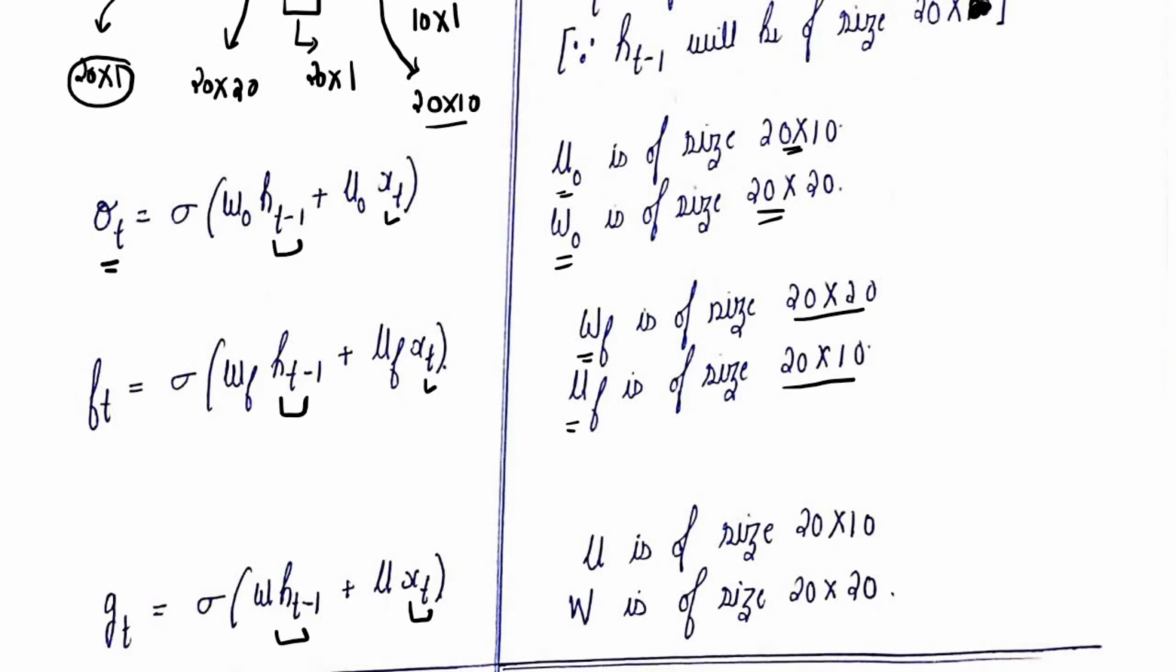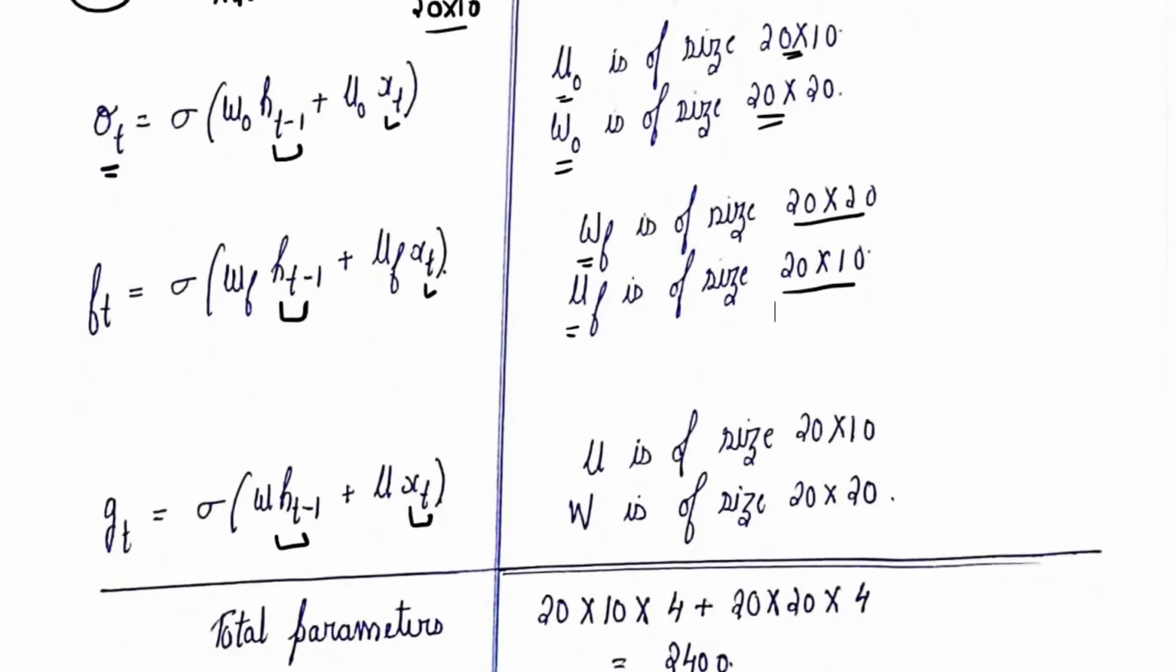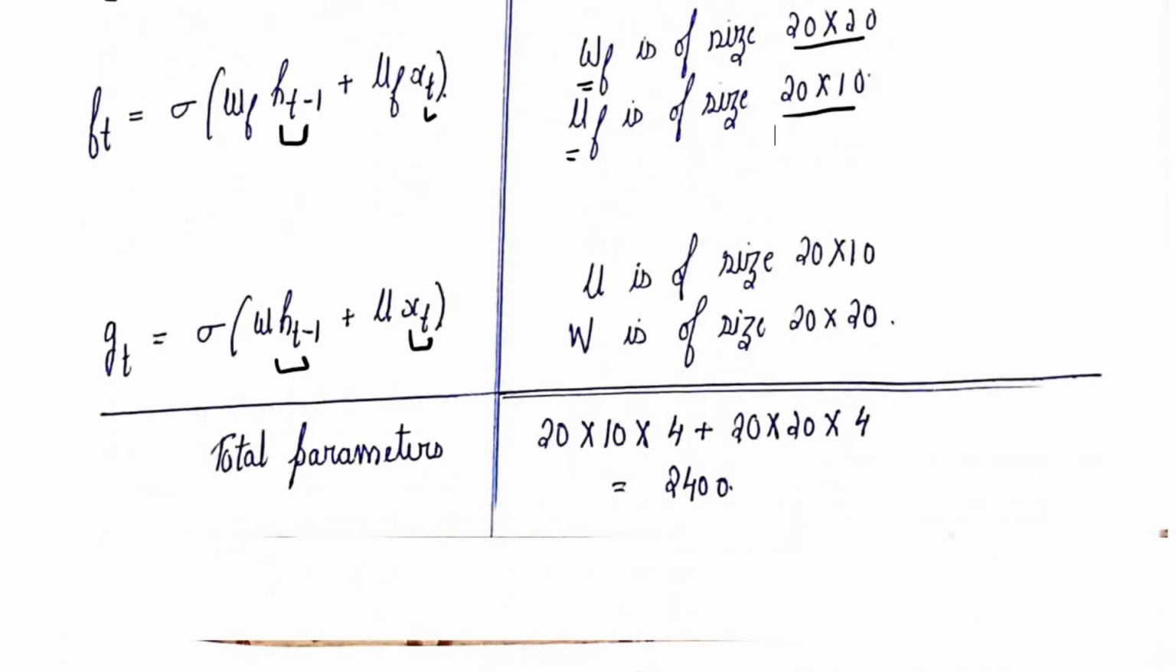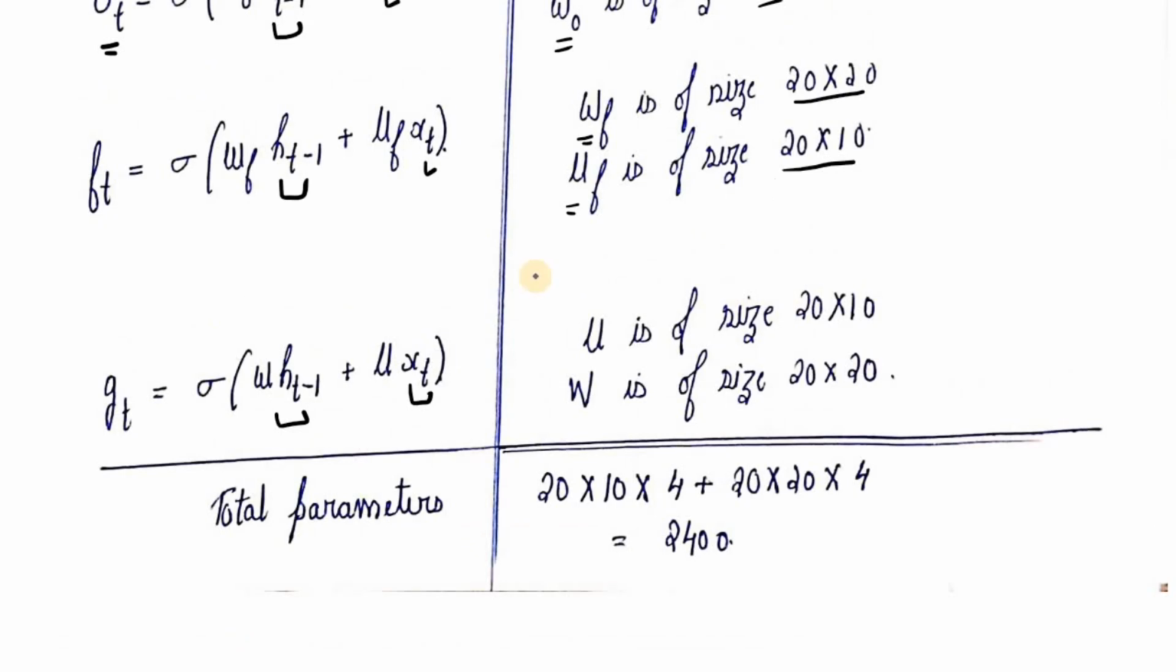And on doing so, from the gates which we are having and the possible candidate, these are the number of parameters which we are getting: 20 cross 10 repeated 4 times, 20 cross 20 repeated 4 times, 2400. This is what we are getting. Now then we proceed further.